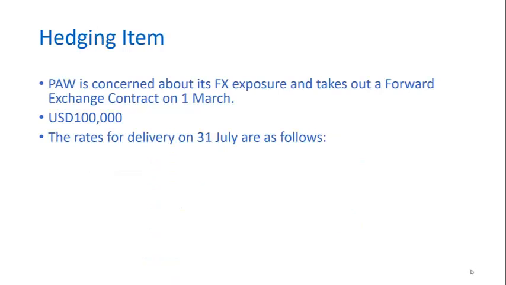We also have a hedging item here, and the hedging item is a forward exchange contract. It's entered into on the 1st of March, and it's for a delivery of $100,000 US, and the exchange rates for delivery on the 31st of July are as follows: 31st of March 72, 71, 69.50 and 67 cents on the 31st of July. By definition, the forward rate on the 31st of July is the equivalent of the spot rate.